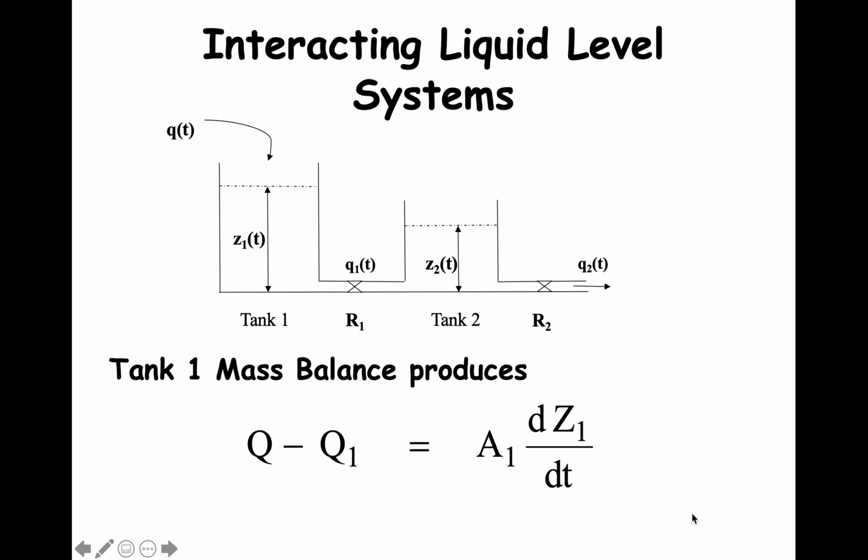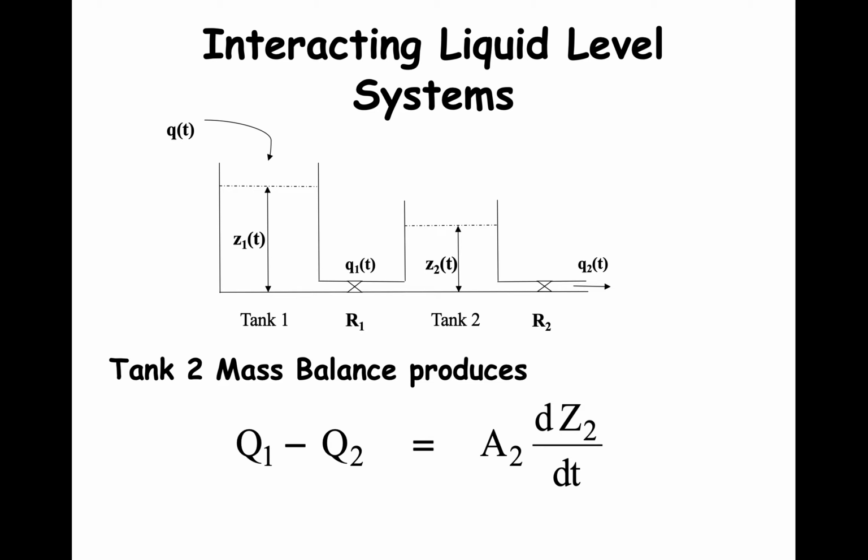Here is the first-order differential mass balance equation for tank 1 after assuming that A1 and ρ are constant. This expression is the same as for the non-interacting tanks. Here is the first-order differential mass balance equation for tank 2 after assuming that A2 and ρ are constant. The expression is the same as for non-interacting tanks.